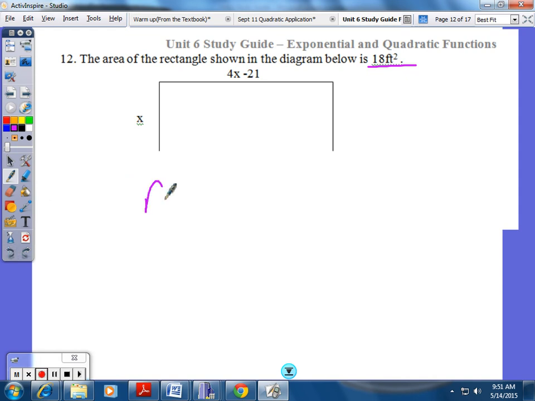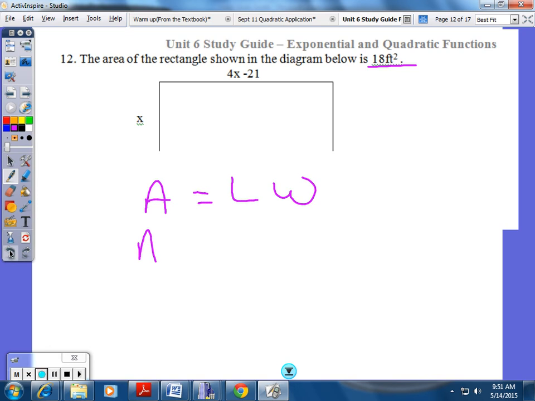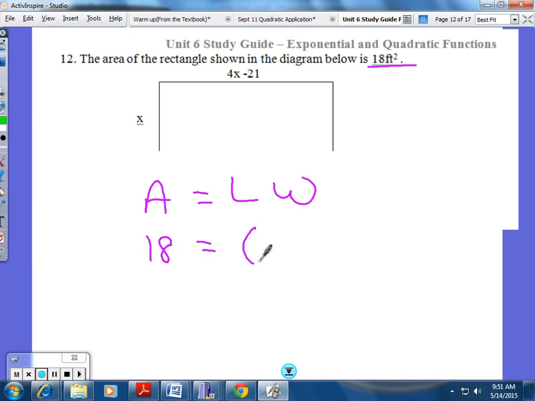I'm sorry, we're going to use the area because they gave us the area. I apologize. Area equals length times width. We know the area. They told us the area is 18. We know the length. It doesn't matter which one's which on this side. And then our width is x. Okay? So we need to multiply, get 0 on one side, and then factor. That's how you get the answer when you're trying to find the roots.